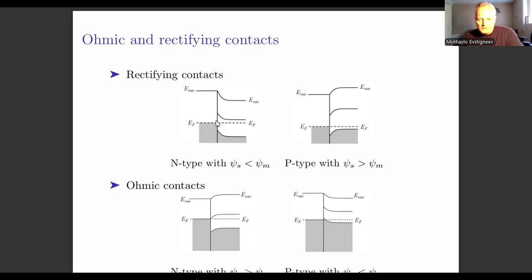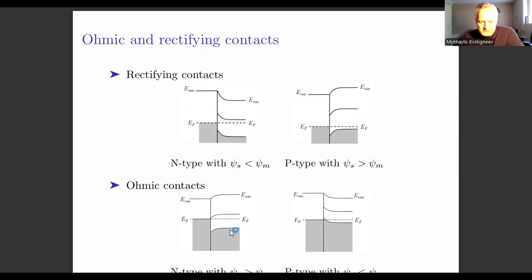So I have positive current in the forward direction when I am applying a plus to the metal, and I will have a small negative current in the reverse direction, which practically does not depend on the bias when the bias is negative, when I am applying a minus to the metal. Hence, this contact is rectifying.